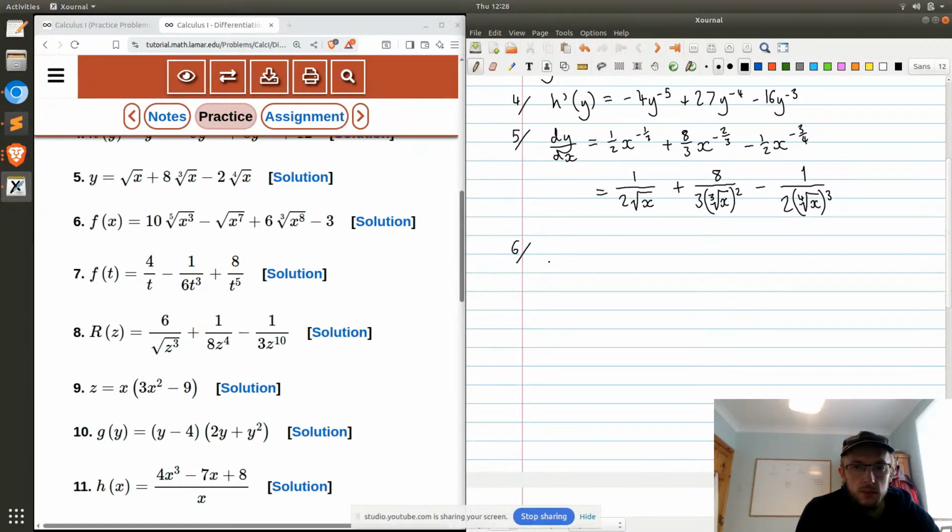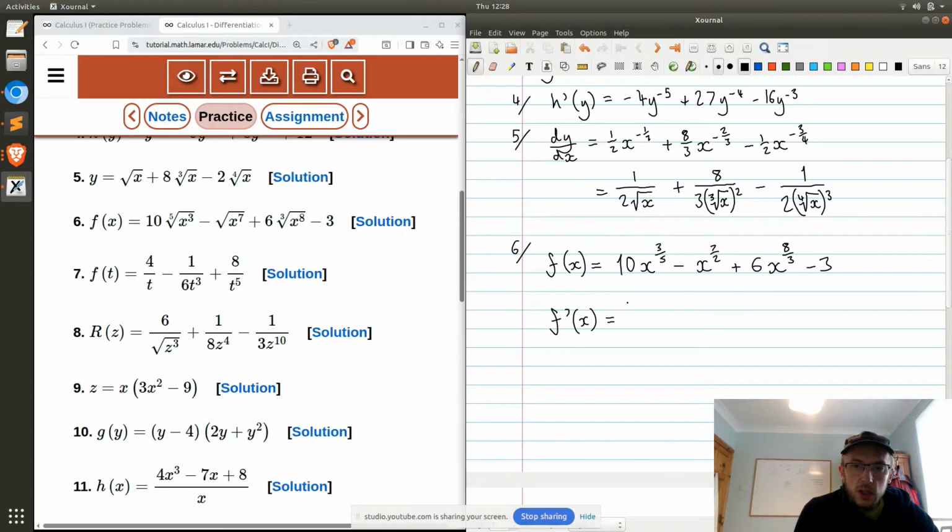So first, we will write f of x in this sort of pseudo-polynomial way as 10x to the 3/5 minus x to the 7/2 plus 6x to the 8/3 minus 3. Then we'll differentiate it.